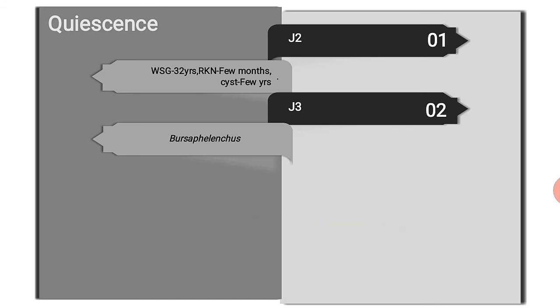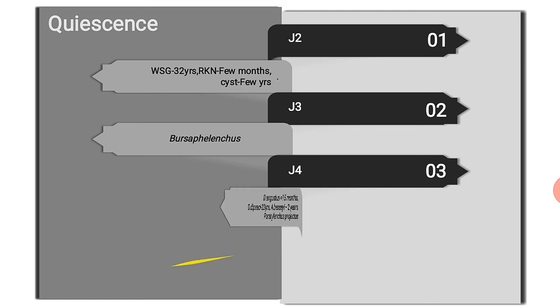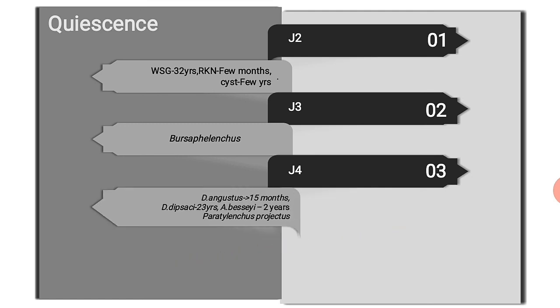Next stage is J4 stage. At J4 stages, Ditylenchus species undergo quiescence mode. Ditylenchus angustus, which is familiar for the Ufra disease, undergoes quiescence for about more than 15 months. And regarding Ditylenchus dipsaci, it undergoes quiescence for about 23 years. And Aphelenchoides besseyi undergoes for about 2 years, where 5 to 6 nematodes are present within a single gall. And Paratylenchus projectus also undergoes quiescence.